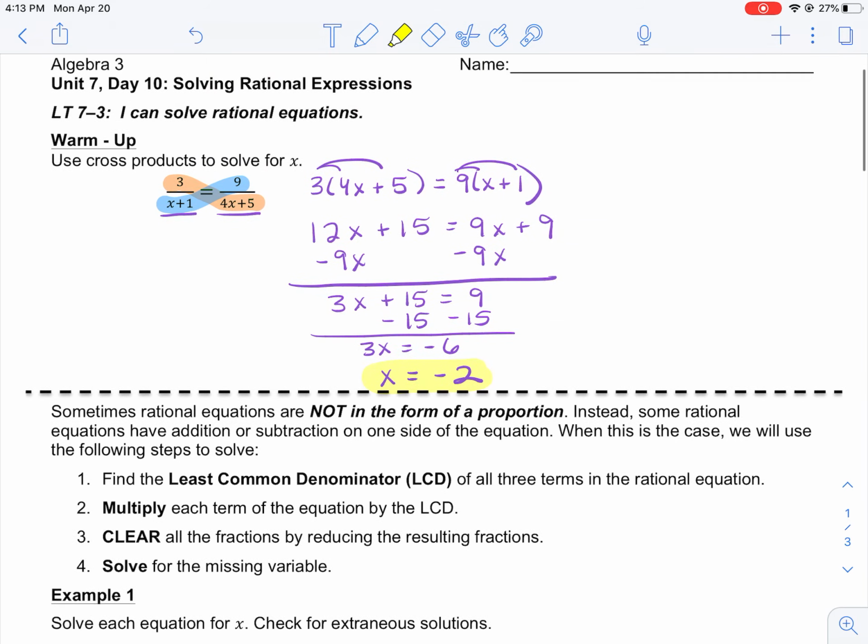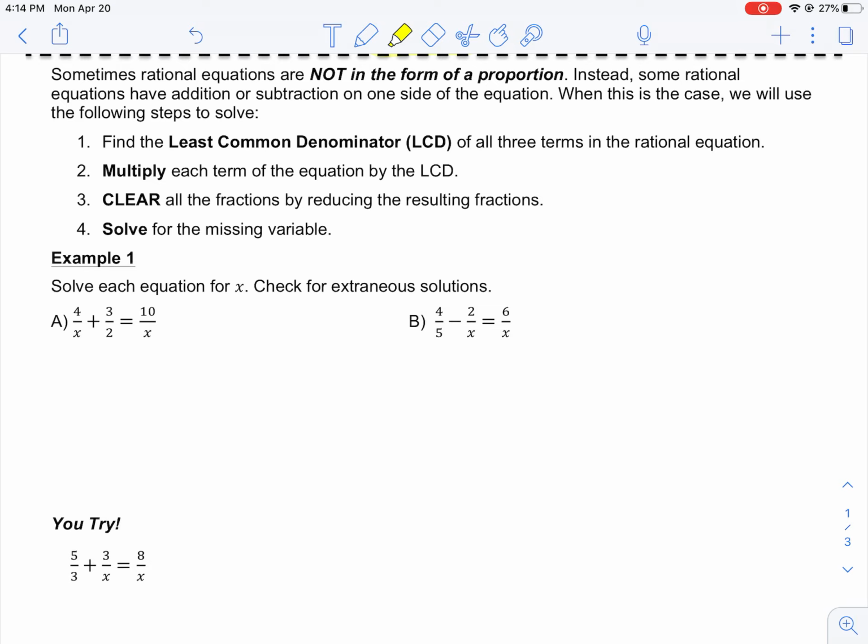So that's a review of the day 9 lesson, which was solving by cross multiplication. Today we're going to look at some more difficult problems. The problems we look at today are not going to be proportions. Instead, we're going to have addition or subtraction on one side of our rational equation. You might think we have to find a common denominator and add or subtract the one side together and then cross multiply. But instead, we're going to use a different approach in which we're actually going to clear out the fractions in the very first step.